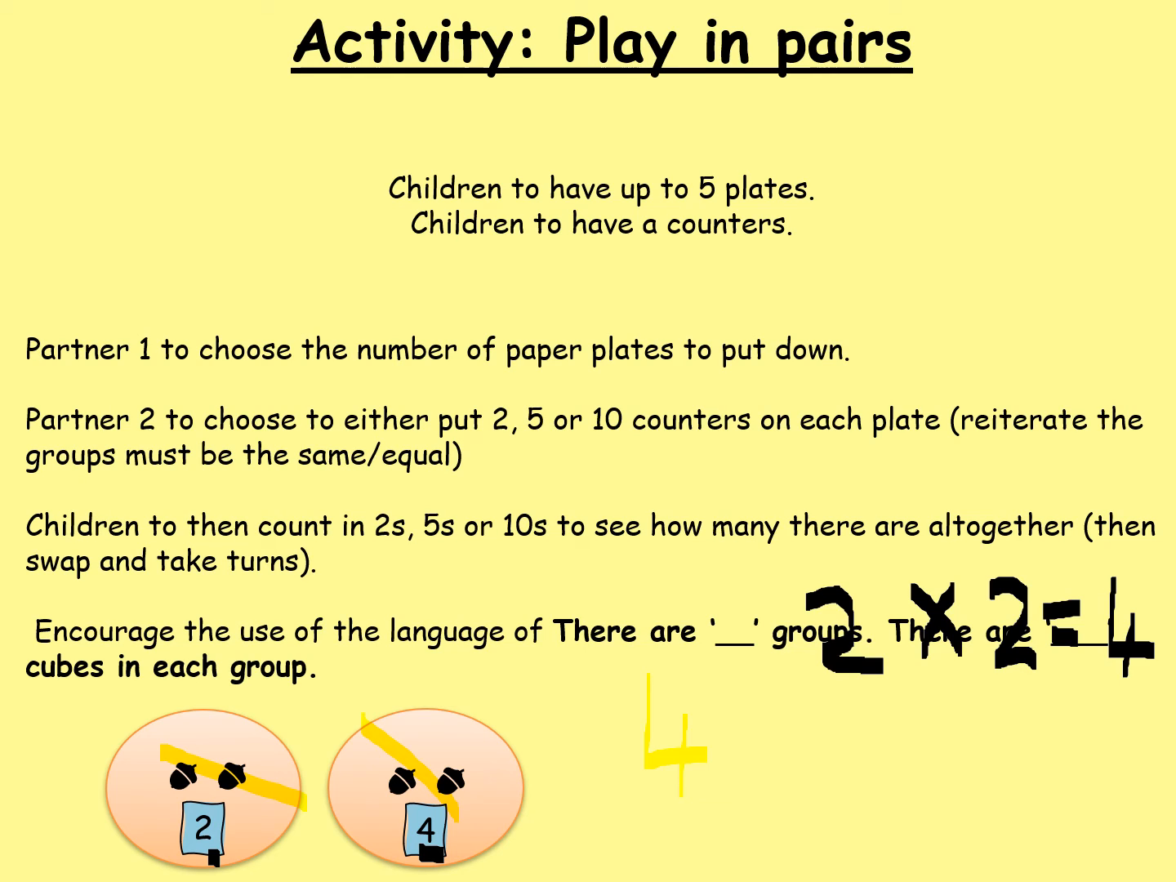Okay, rub this out so we can see. Right, and I want you to be using this language. I want you to say for me, there are 2 groups. There are 2 in each group. Okay, so I want you to play that with your partner. Don't just do it once, you can do it a few times, okay?